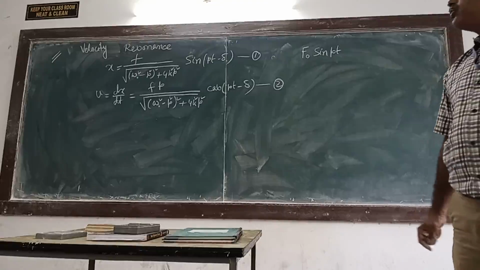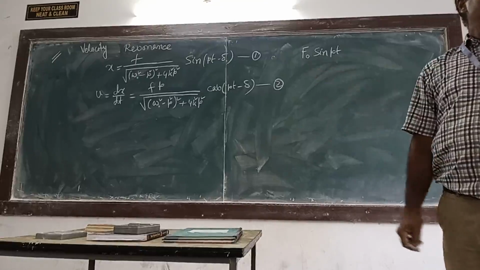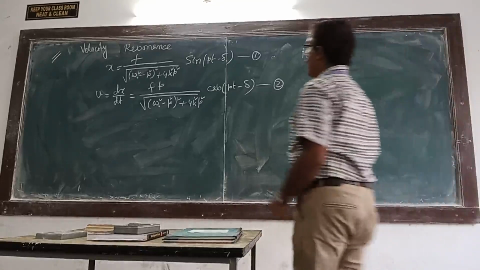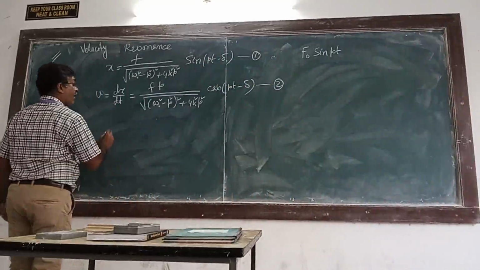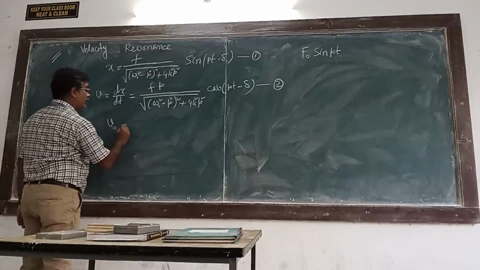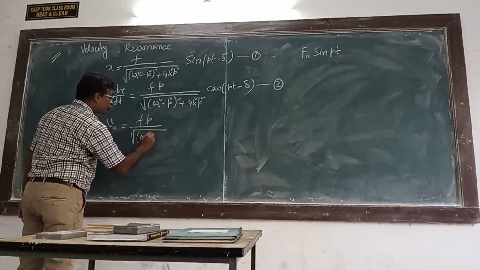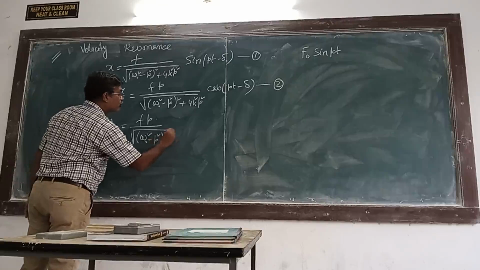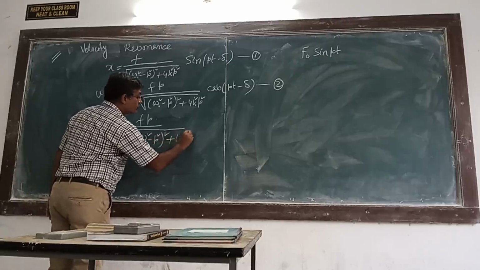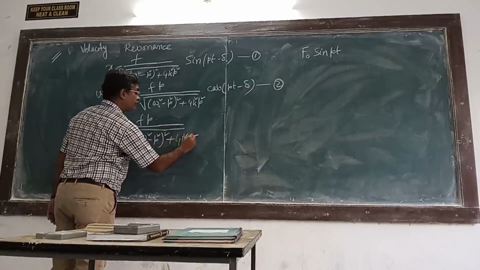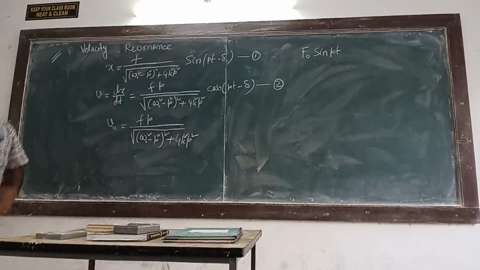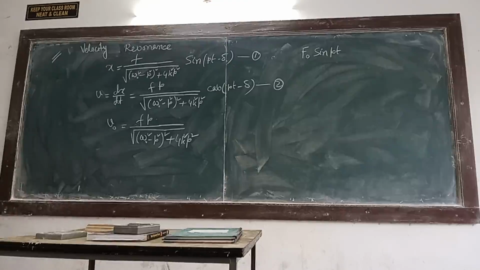Then what is the amplitude? Velocity amplitude. First term. So therefore, the velocity amplitude V naught equals F p by root over (omega naught square minus p square) whole square plus 4 k square p square.